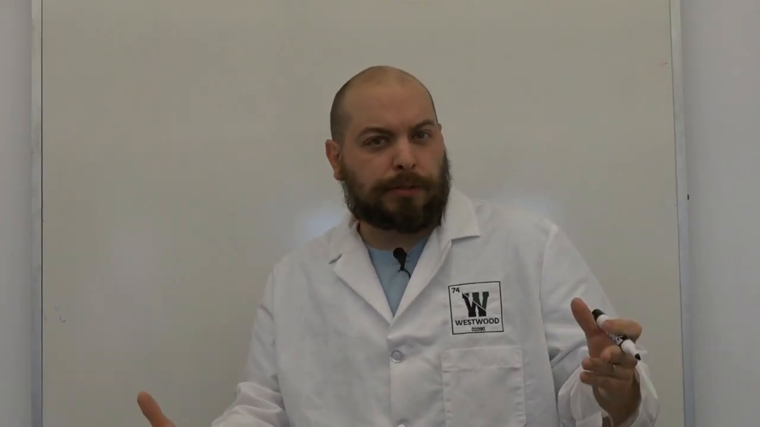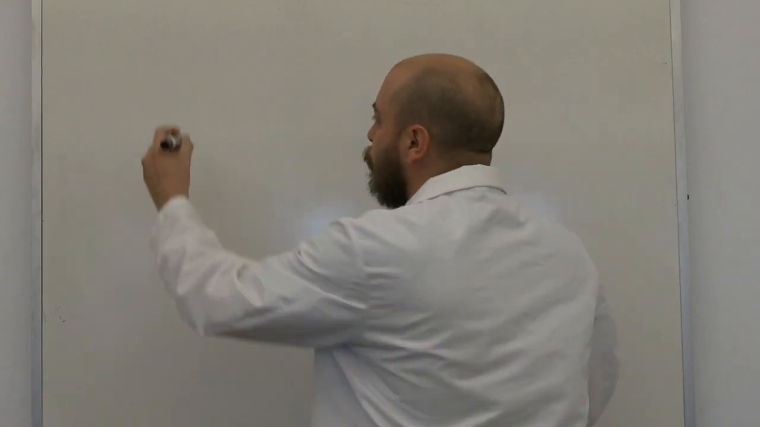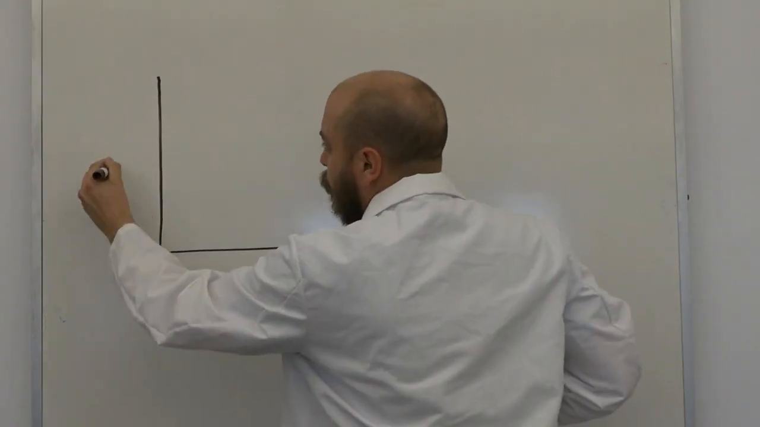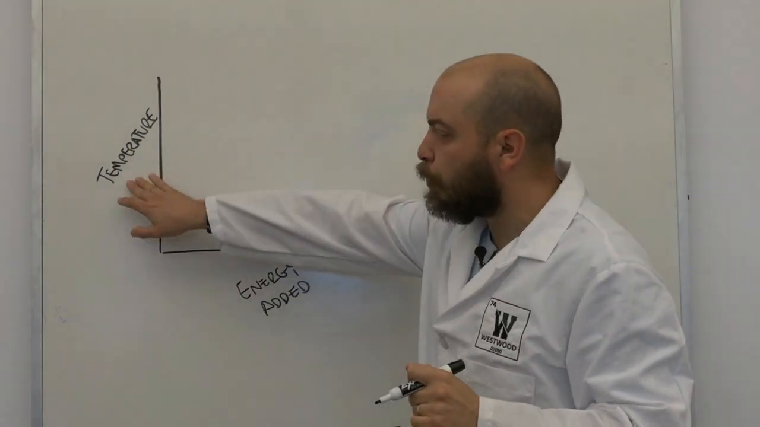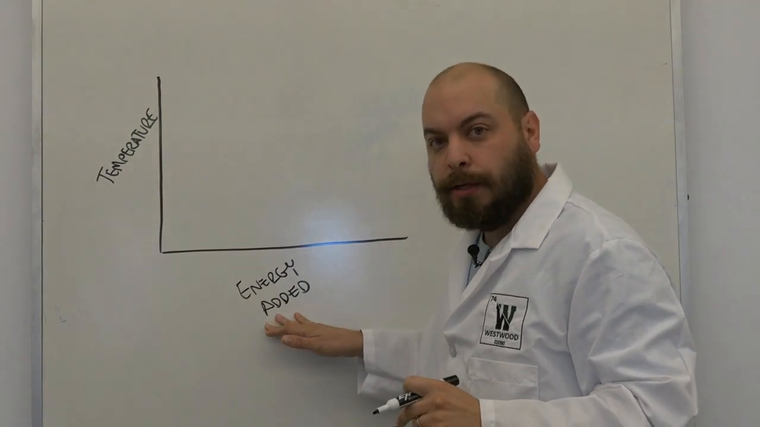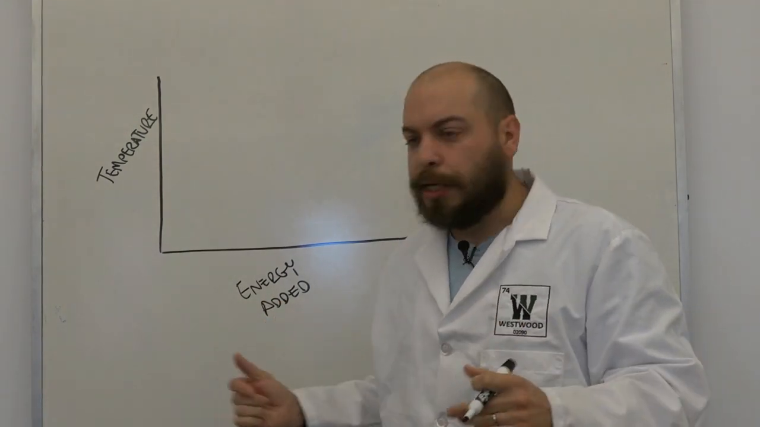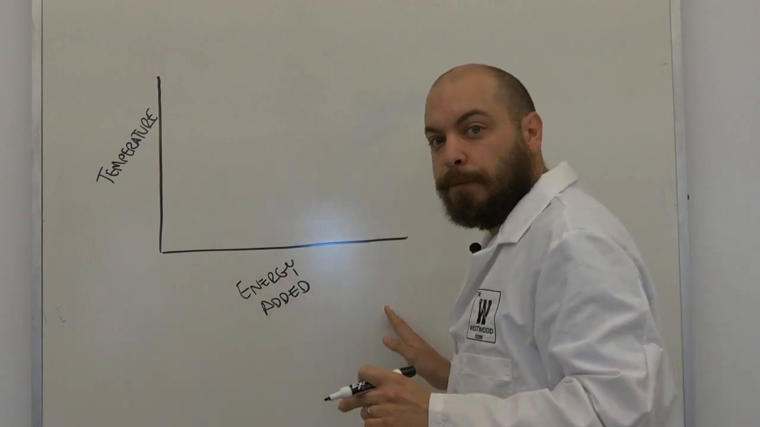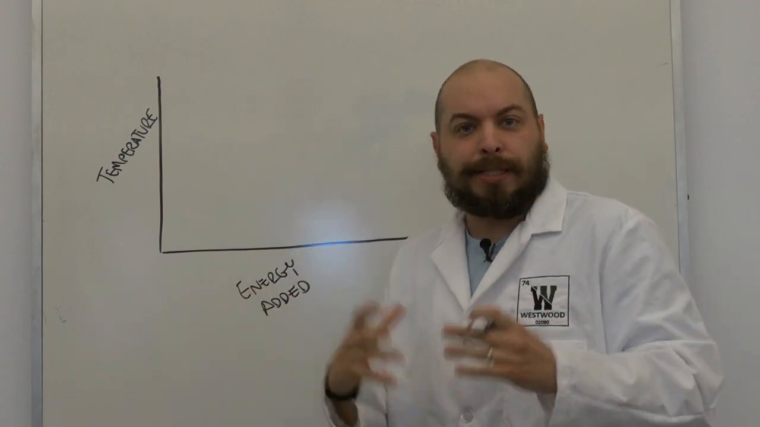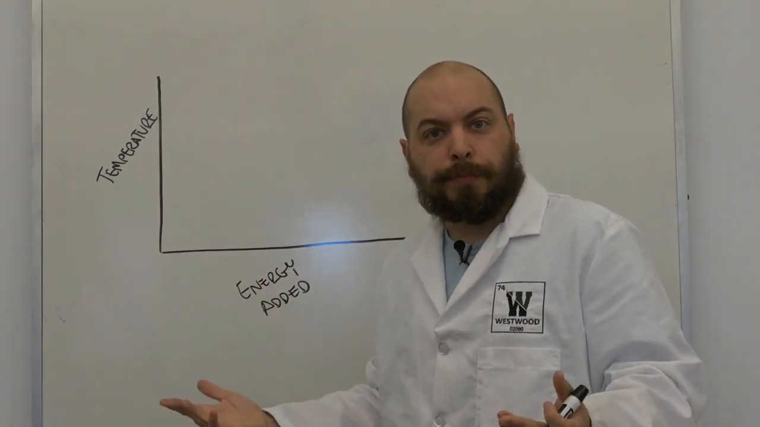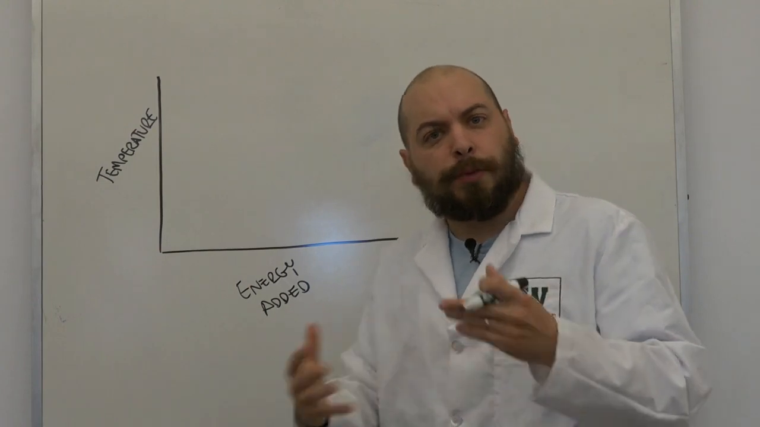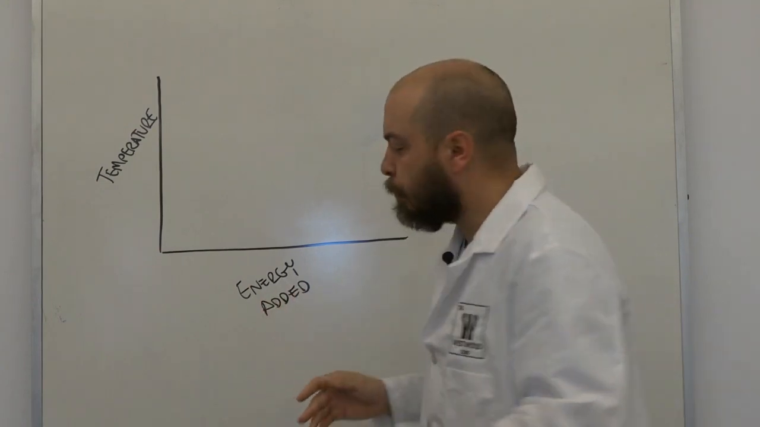And as with any graph, the first thing we need to look at is the axes and figure out what their units are and what they're representing. As you can see in this graph, we have temperature on the y-axis and energy added on the x-axis. This suggests that as we go from left to right, we're adding more energy into the system, and some of it would be represented by a change in temperature. So let's start by drawing the relative shape, and then we'll discuss what each part of the shape represents.